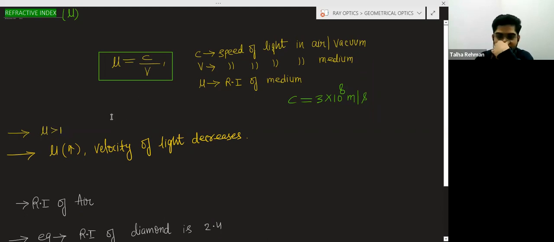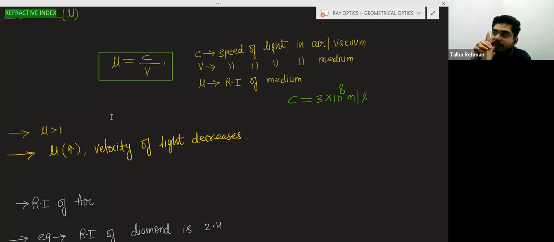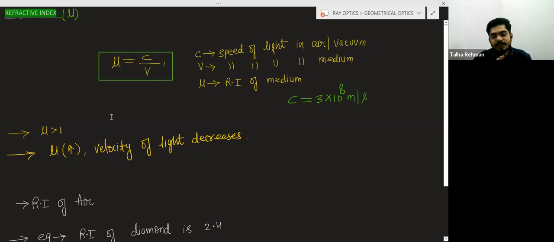And one more thing, if the refractive index of any medium increases, for example, take the example of air and water. The refractive index of air is 1 and the refractive index of water is greater than 1. So you will see the speed of light in water is less as compared to air. So if the refractive index increases, then the velocity of light will decrease.